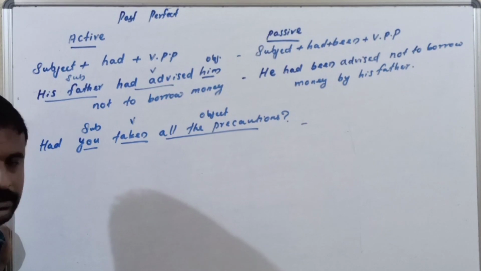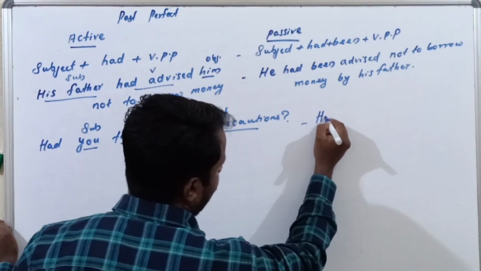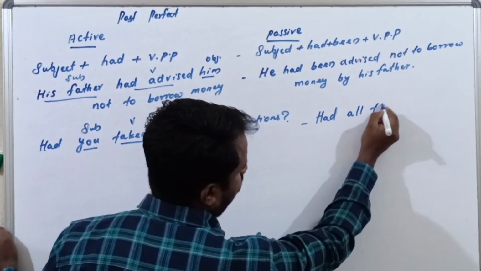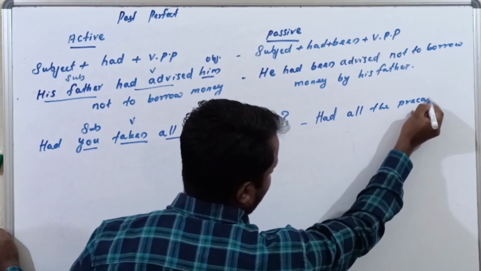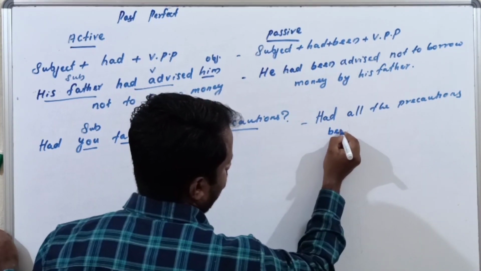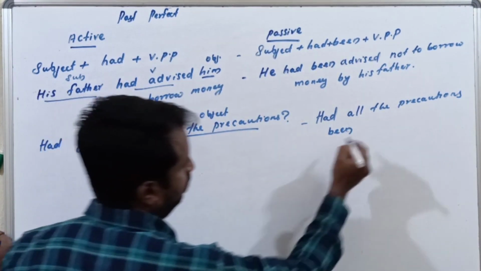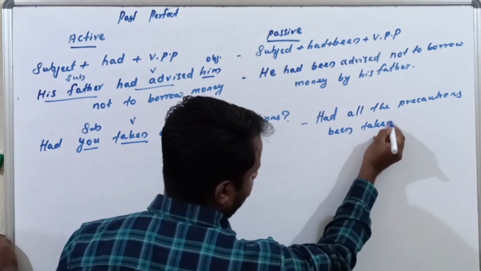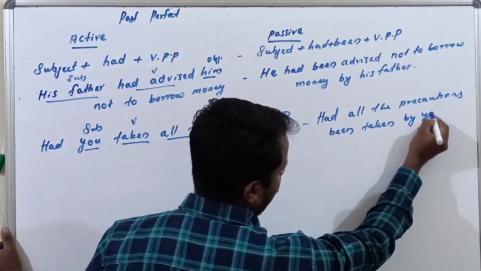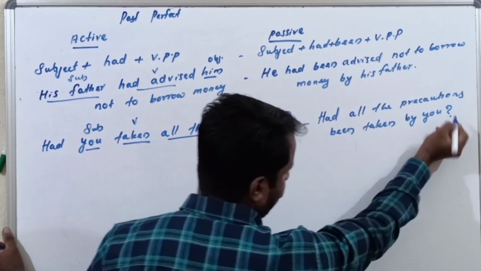Only had. So we have to start with had. Had all the precautions been taken, past participle form of the verb, taken by you? By you. It was an interrogative, so don't forget to put that.